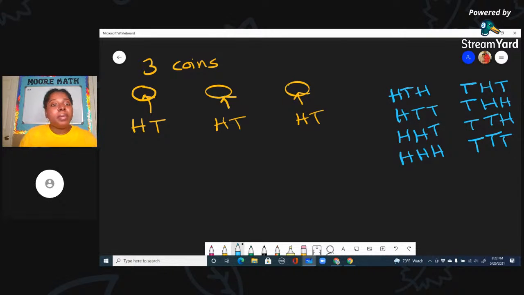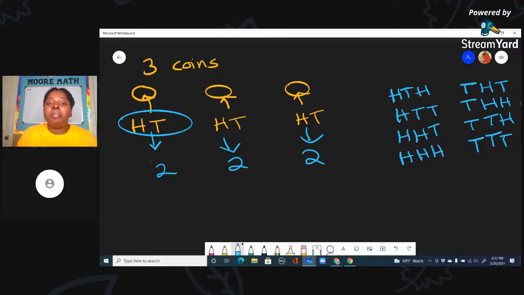Okay, so all of them can land on heads, all of them can land on tails, and then it'll fluctuate, right? It could be heads, tail, heads, heads, tail, tail. Now, if they say listed, this is what it's going to look like, right? If they say how many possible outcomes, well, you told me how many were on this one. How many possible outcomes were there? 2. Okay, and this one? 2. And this one? 2.